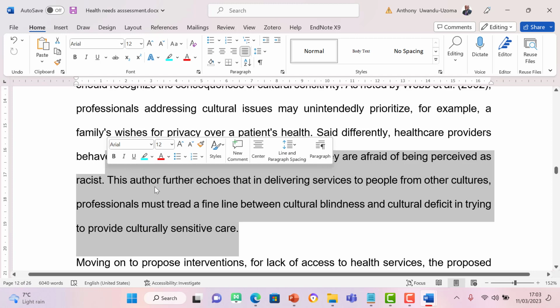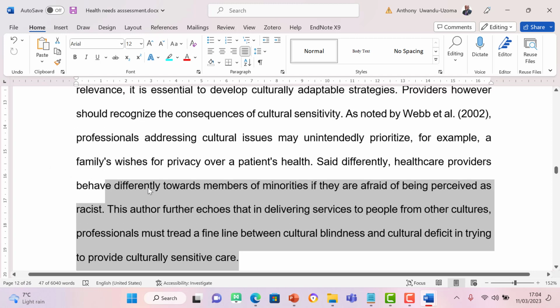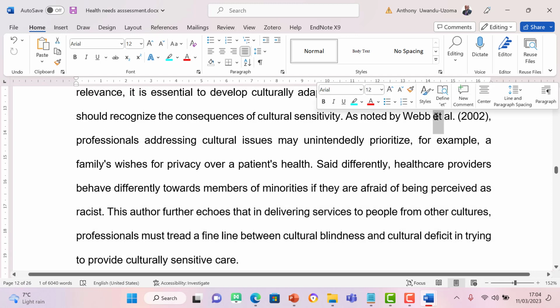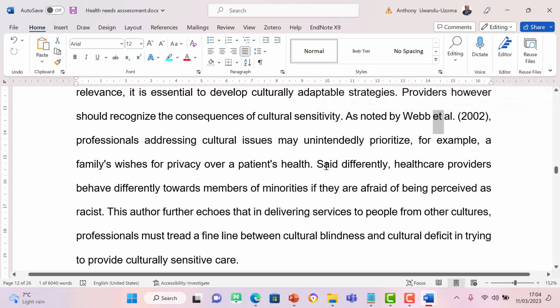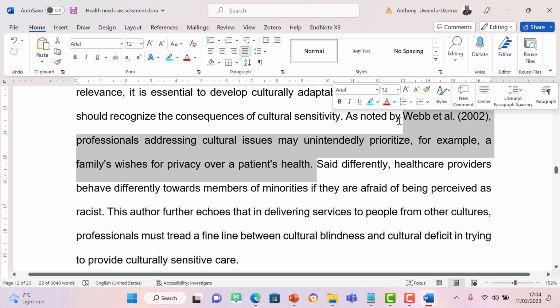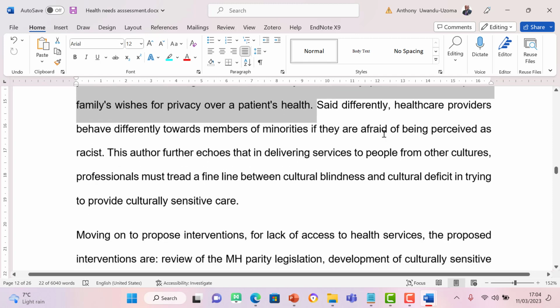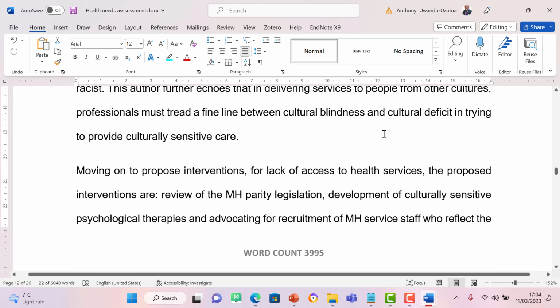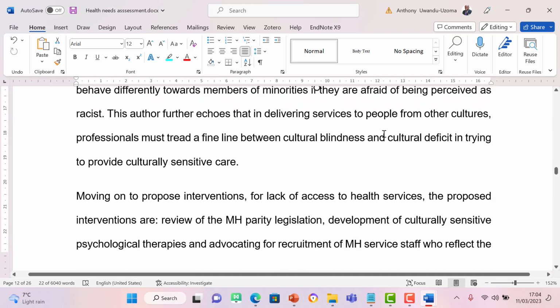So the author just aligned with what Webb et al. said. So this example is from Webb et al. If you don't have your own example, you can also give an example from a different author, and then align and say that you agree strongly with this.